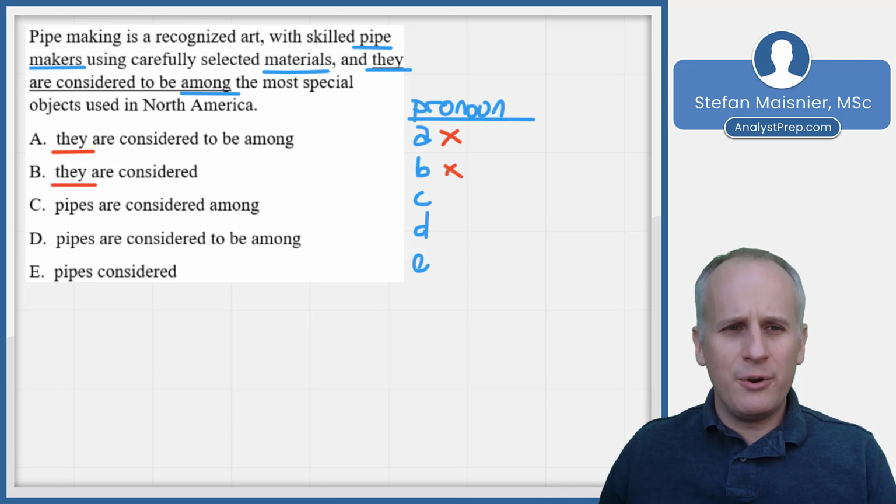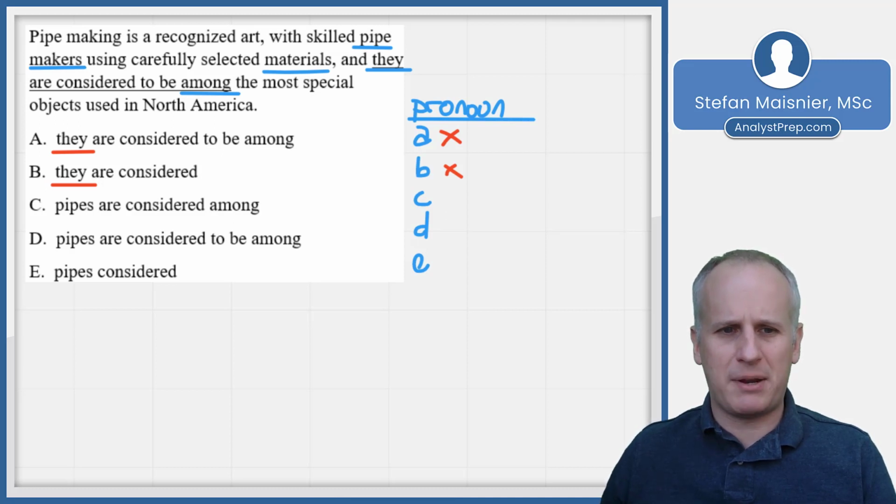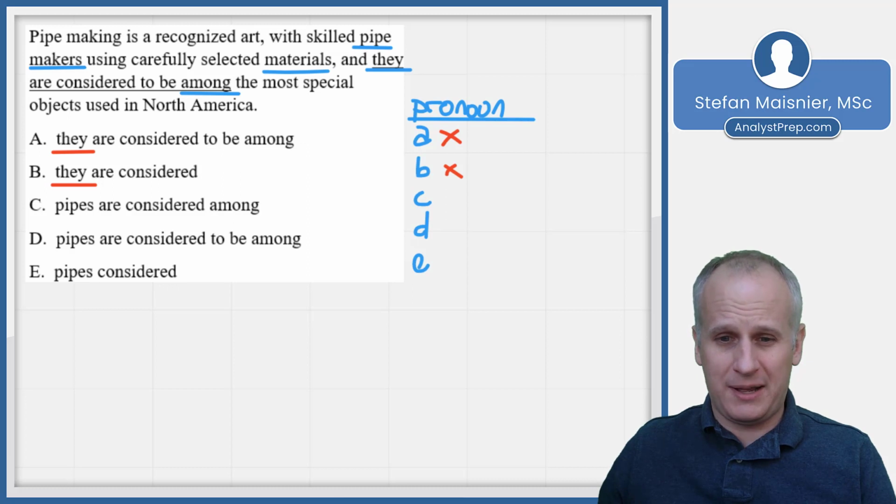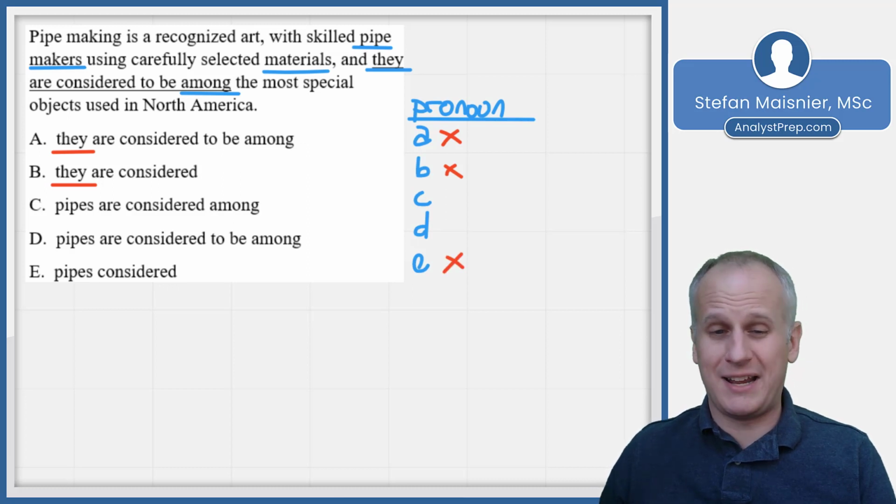So we know that the exam does generally prefer concision. If we consider choice E first, we've got "and pipes considered the most special objects used in North America." Well, that changes the meaning markedly and suddenly requires the pipes to have some sort of verb for that secondary subject. So E changes the meaning because now pipes are the most special objects, or some subset of pipes, and are no longer just considered among the most special objects.